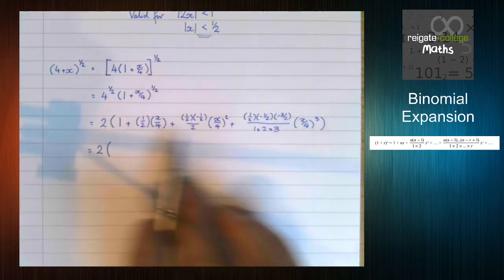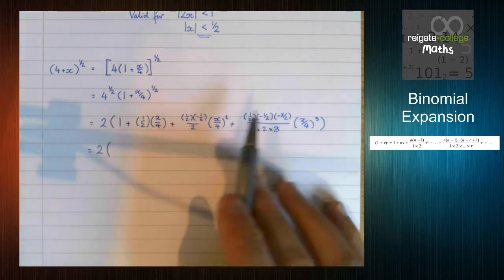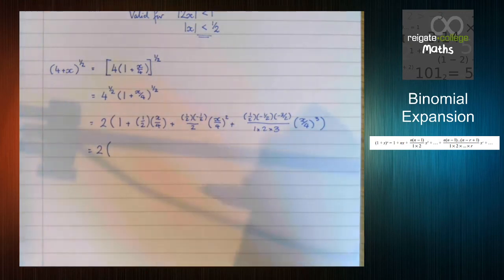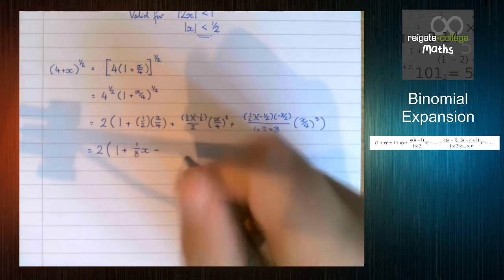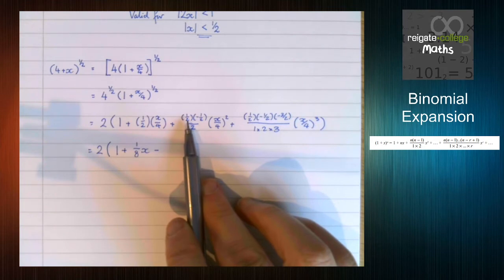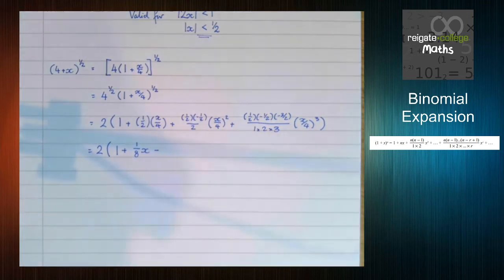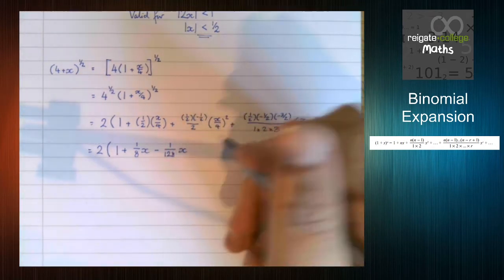I will always deal with the inside first, but you may want to just expand using this number first and then do things from there. I tend to find I get confused if I do it that way, but that's me personally. So I've got 1 plus an 8x minus, because I've got 1 minus here, so I've got 2, 4, 8 then times 4 squared. So this is where you might start wanting to use your calculator. 2 cubed times 4 squared. It's going to be 2 to the power of a lot. Okay, so it's minus 1 over 128 x squared.